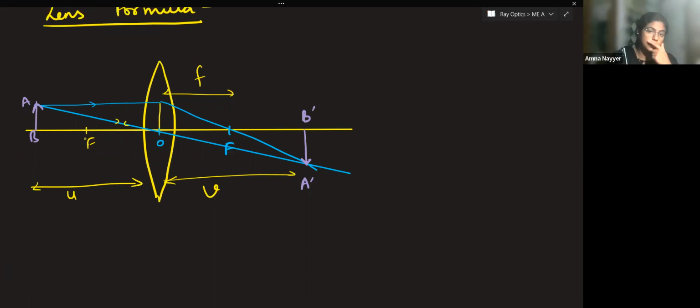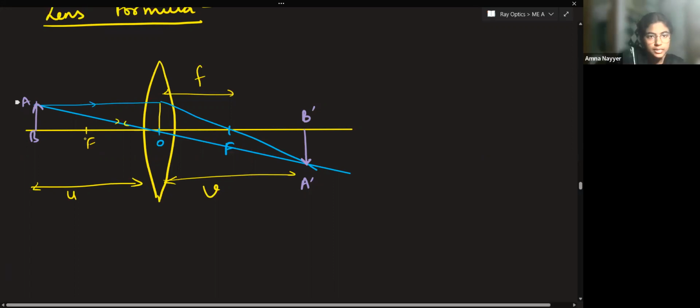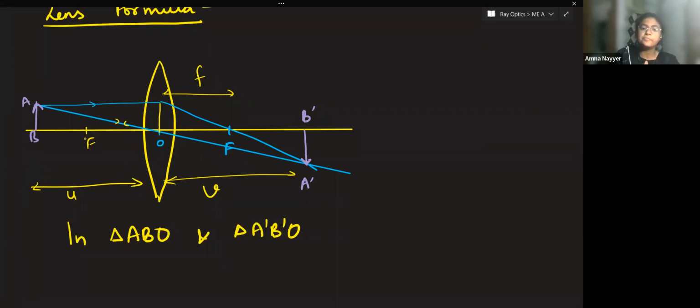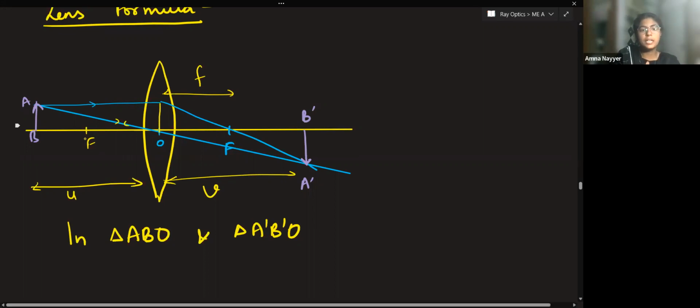Now see, if you see this triangle ABO, the derivation is similar to the way we have been finding similar triangles. So this is triangle ABO, and this triangle is A dash B dash O. Fine. So this is one triangle here, and this is one more triangle over here. The angle is the same, vertically opposite angles, and this common side is there. So using similarity, you have both of these triangles as similar.